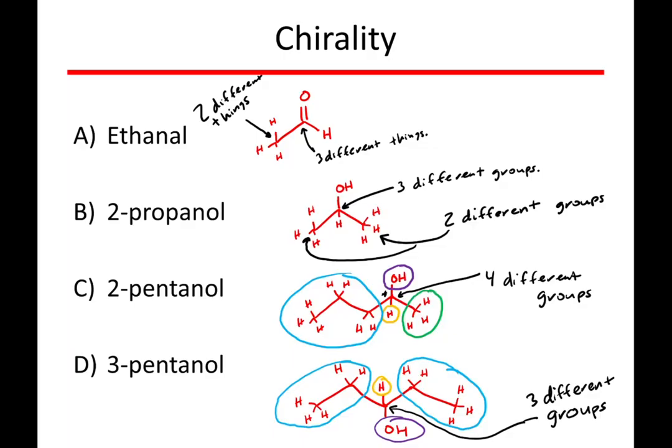And there we have it. The only one that will is answer choice C, that is 2-pentanol there, because it's that second carbon atom that is asymmetric. That brings us to the end of this video, and up next we're going to talk about polymers.